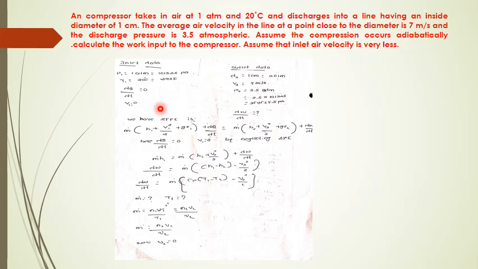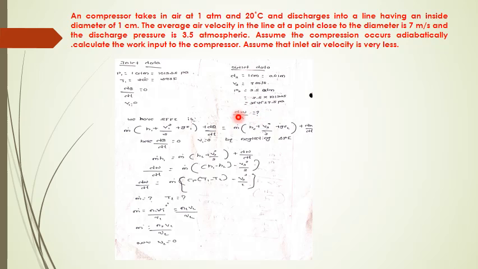Then V1, initial velocity, is 0. Then the outlet data. Diameter D2 is 1 centimeter because this exit is connected to the pipe which has a diameter of 1 centimeter, so 0.01 meter. Exit velocity is 7 meter per second. Exit pressure is 3.5 atmospheric pressure, which means 3.5 into 101,325 Pascal. If you multiply this, you will get the value in Pascal.